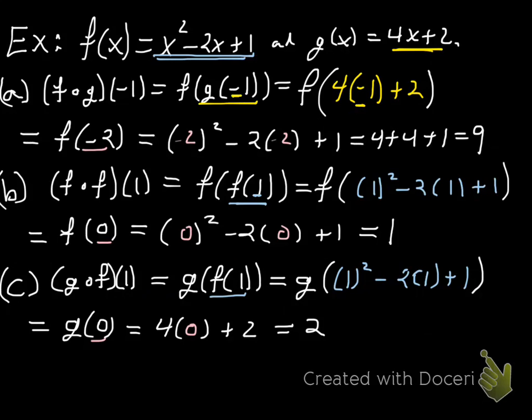We could have also done g of f of negative 1, and we probably would have gotten an answer that's not the same as 9. So addition and multiplication are commutative operations, which means we can do them in either order. We can switch the order. Subtraction, division, and composition are not commutative, which means the order is important in how we do things. And if we switch the order, the composition will give us a different result.